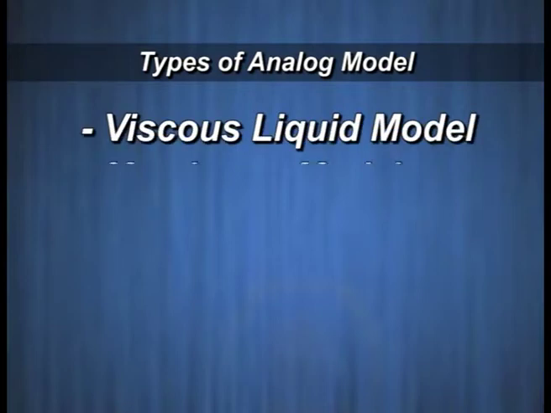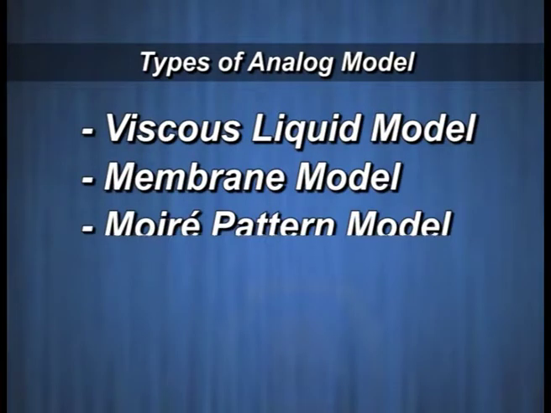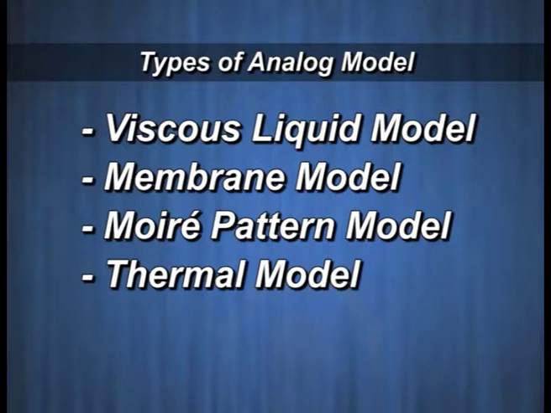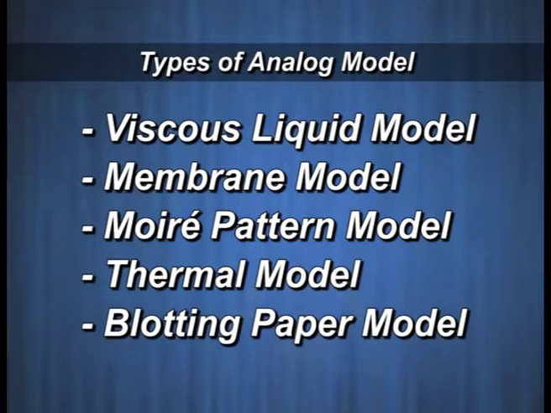There are five types of miscellaneous analog models. Number one is the viscous liquid model. Second is the membrane model. Third is the Moire pattern model. Fourth is the thermal model, and fifth is the blotting paper model. So, I will tell you about the first, that is the viscous liquid model.